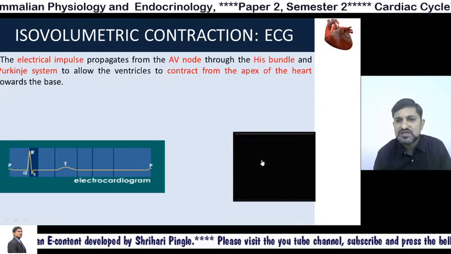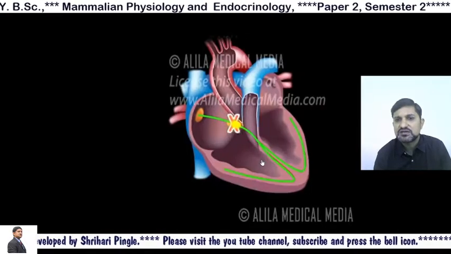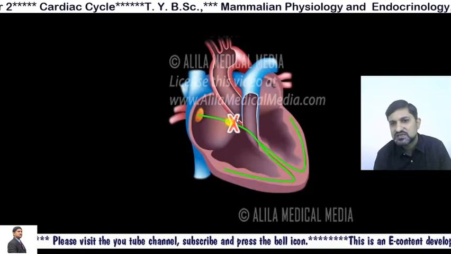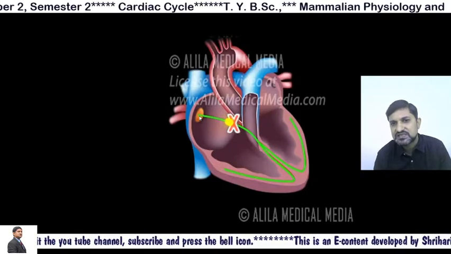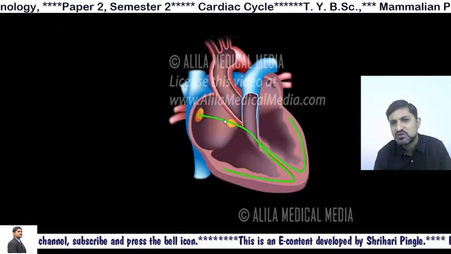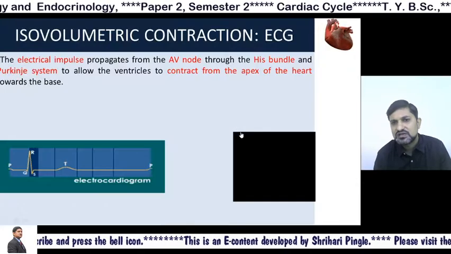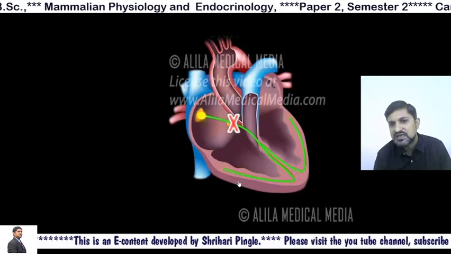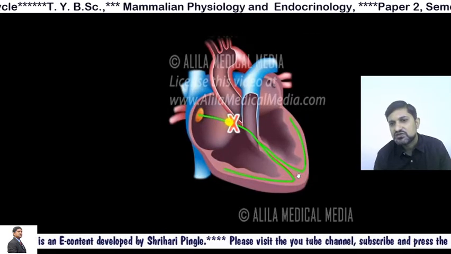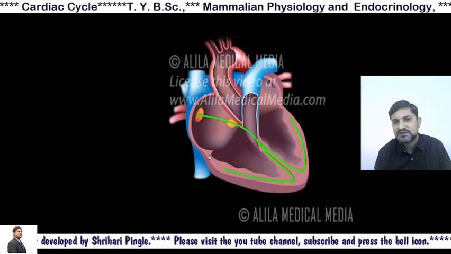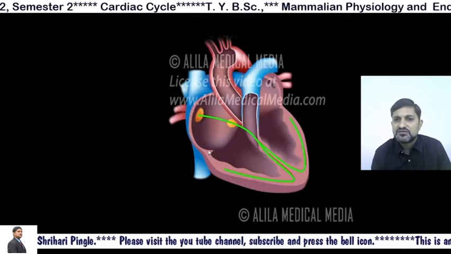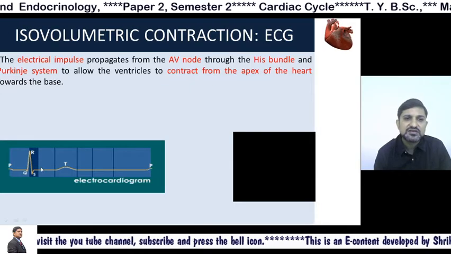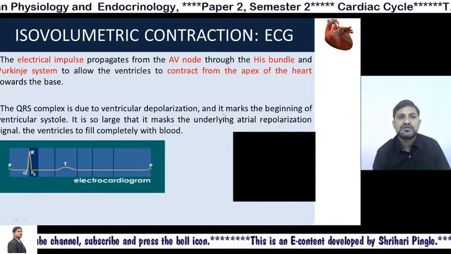For this to understand, we'll see this small animation over here. Now here you see that this is the place where the AV node is present. This is the SA node. So impulses start and originate from the SA node, then they travel to the AV node, and from the AV node they go into the bundle of His and the Purkinje system, so that isovolumetric contraction takes place. This is pretty clear from this animation over here, and these are the deflections that you get in this particular phase.